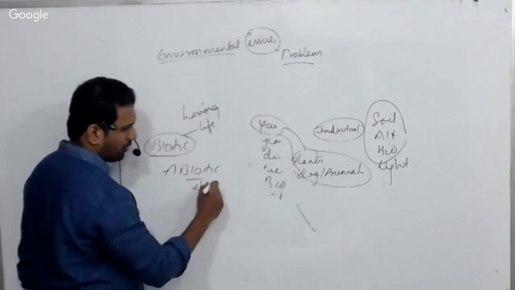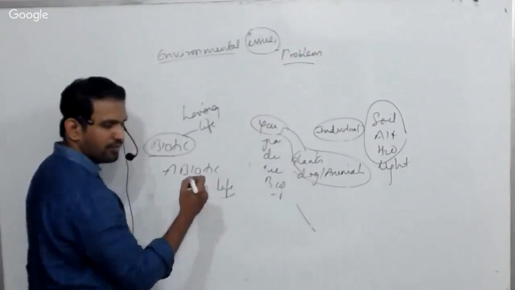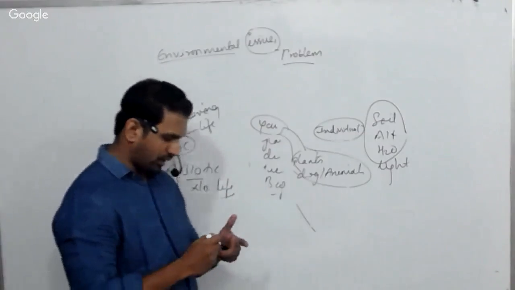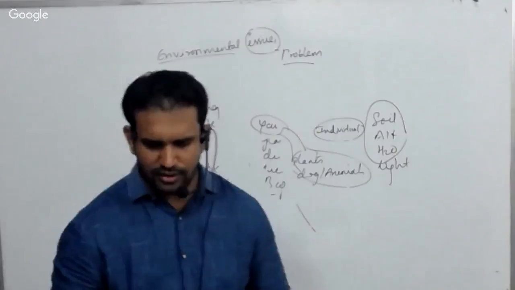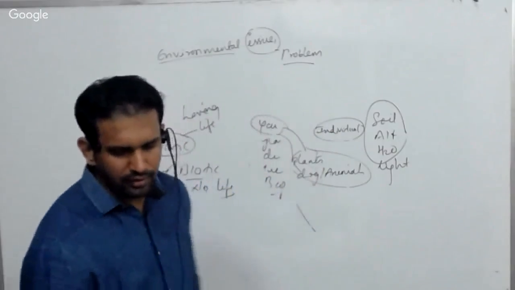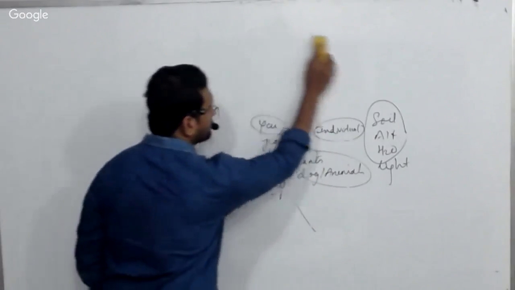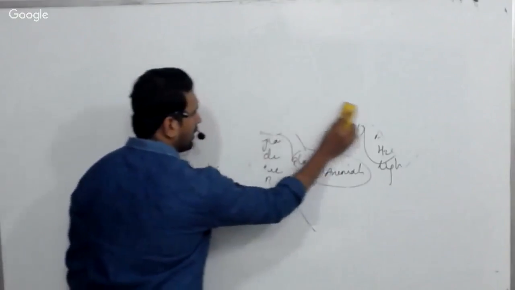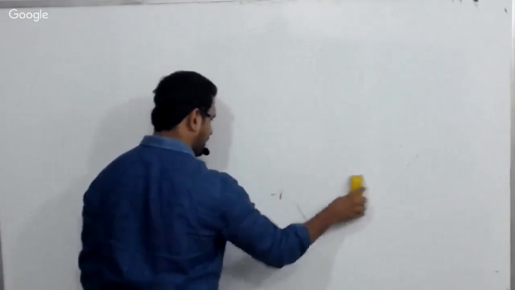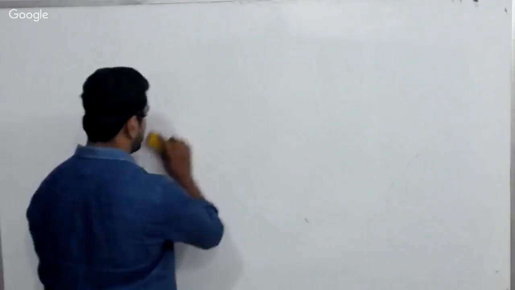Abio, no life, non-life. Okay, we classify in this way. This is one important terminology that I have explained to you. Fine. Okay, then let us see some analysis of our papers.